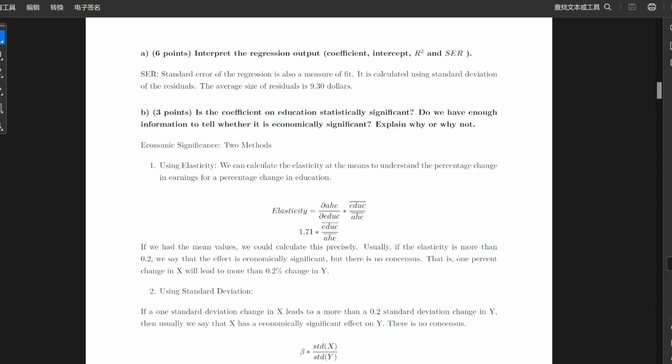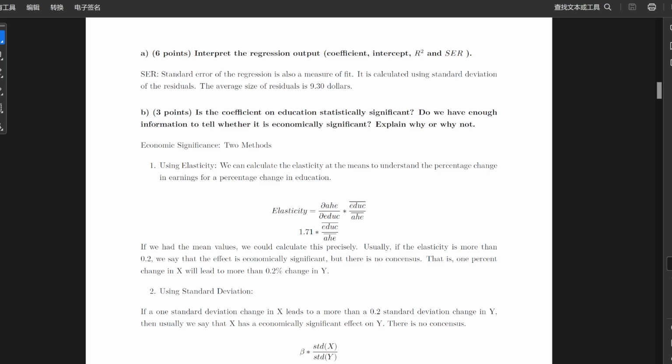Okay, so for the first one, most people got SER wrong. SER is the standard error of the regression. It's a measure of fit, and it's calculated using the standard deviation of the residuals. So the average size of the residuals is $9.3.